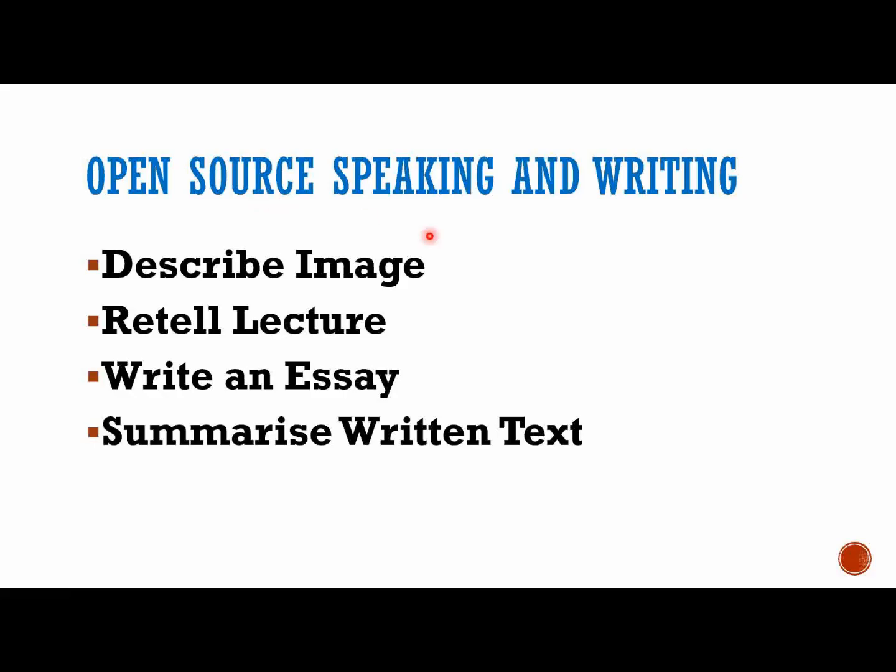So these are the modules which are contributing in open source speaking and writing. First one is describe image, next is retell lecture, then write an essay, and next is summarize written text. Means these modules from the speaking section and these modules from the writing section. So these four modules are contributing in the open source speaking. Source speaking means describe image and retell lecture, and write an essay and summarize written text for the writing section. So this is the way how you can check your skill profile.